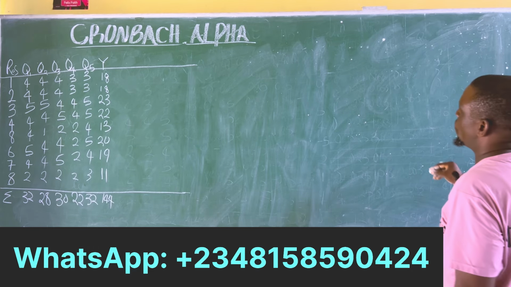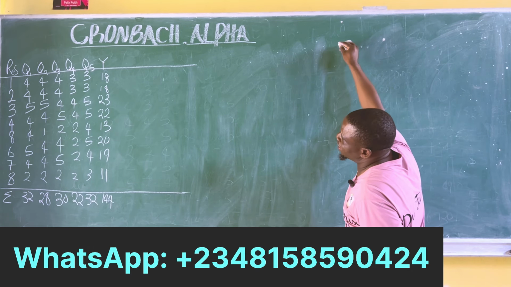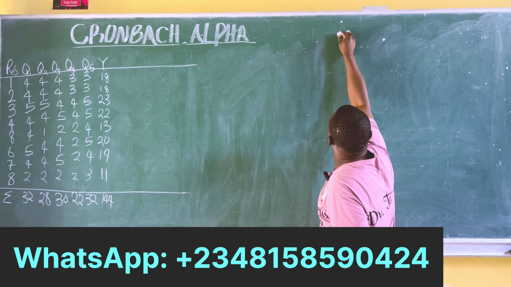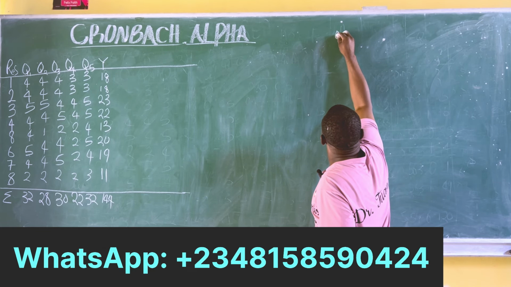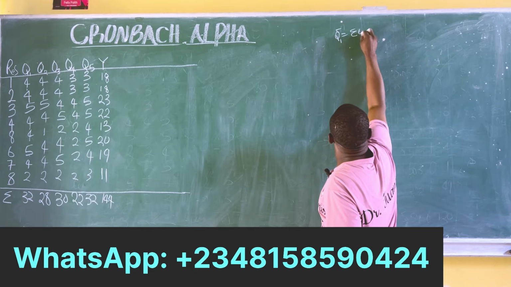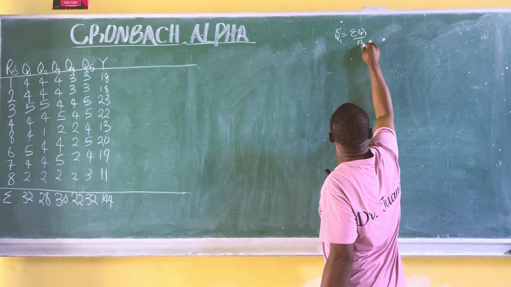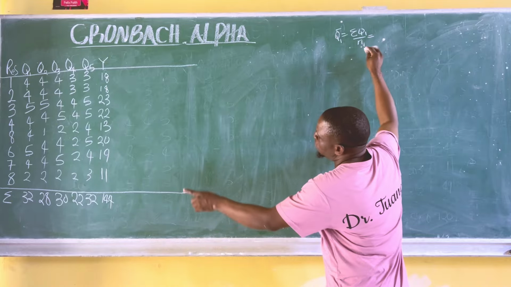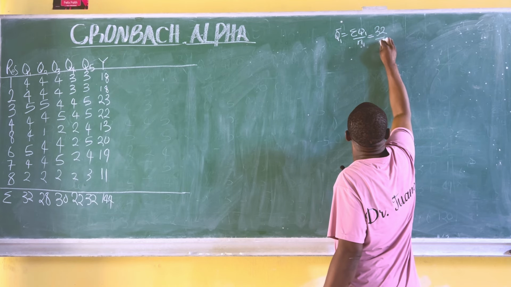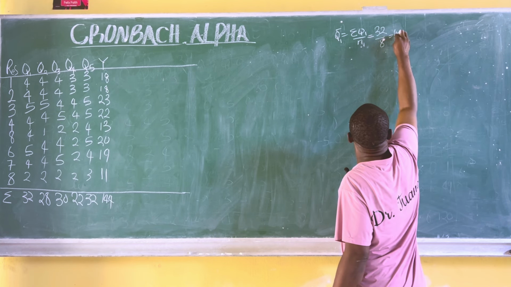Okay. So for us to compute the arithmetic mean, we'll say that our Q1 bar will be equal to the summation of Q1 all over N1. That will be equal to the sum of Q1 over 8, since N1 is 8.